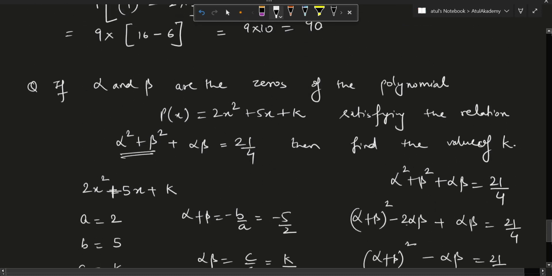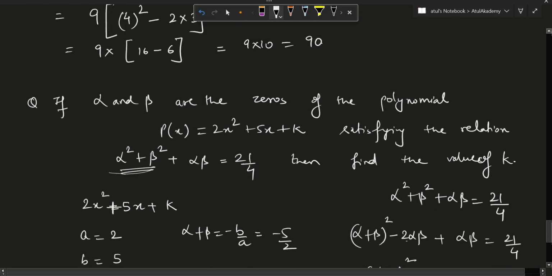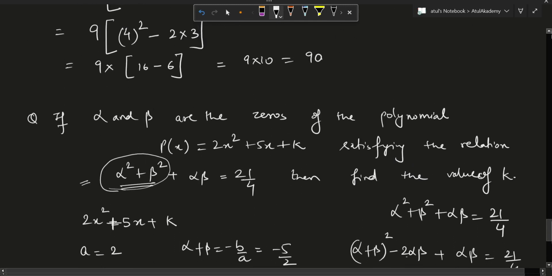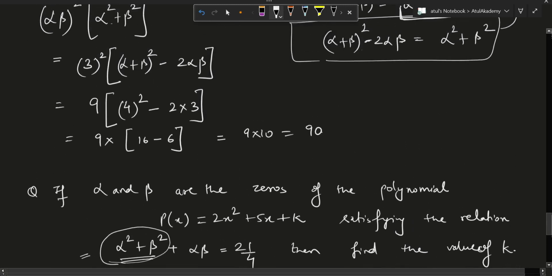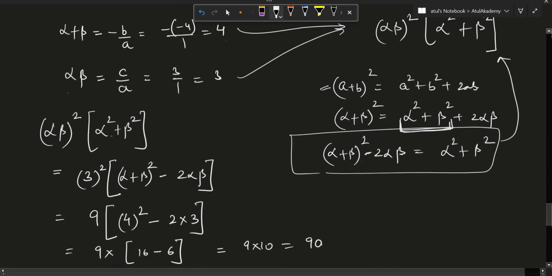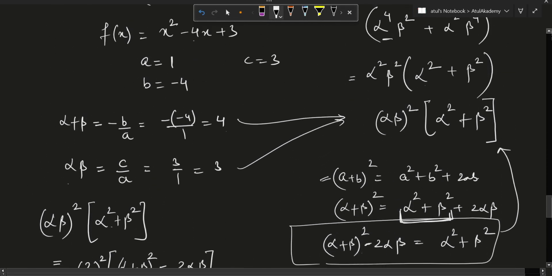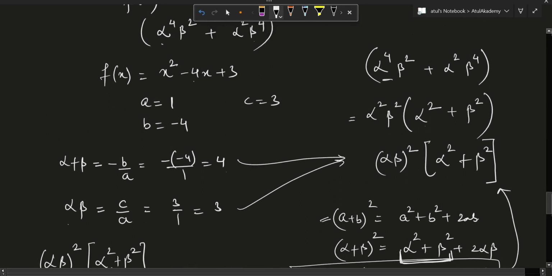So over here we just solved. The new thing that you learned is how to get the value of alpha square plus beta square. So keep practicing questions like this. You will understand it more properly. I'll come up with more videos in which we'll do more problems. So thanks.